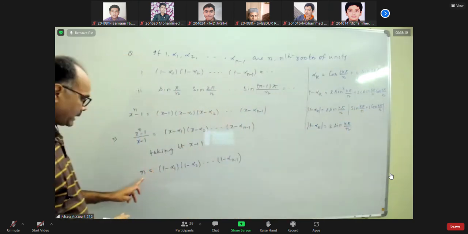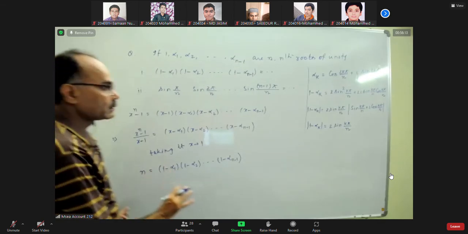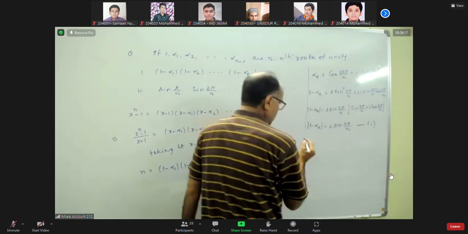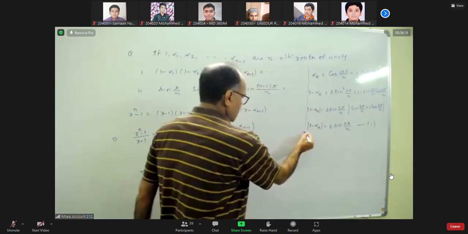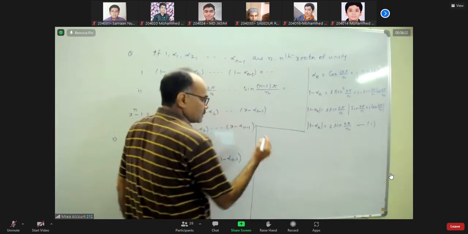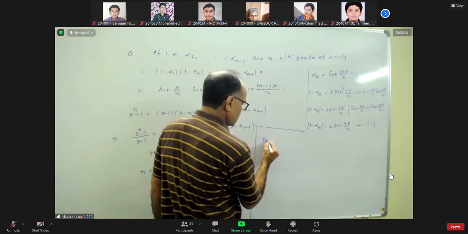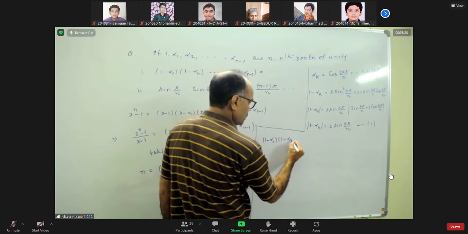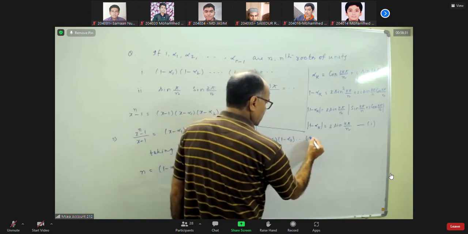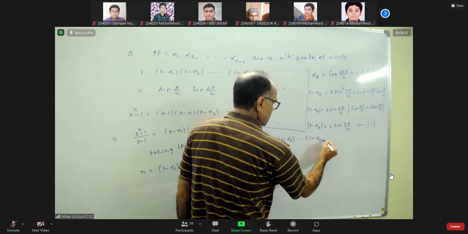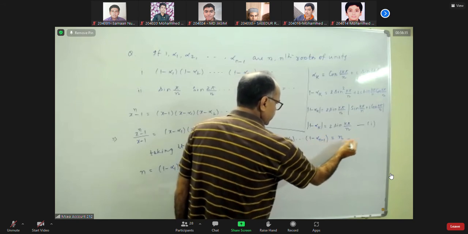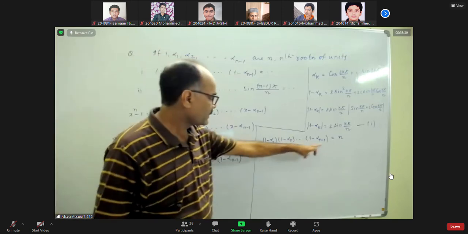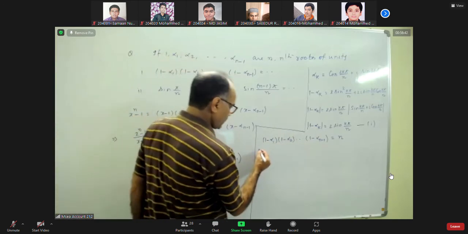Now, we are taking mode. This is 1. We have the identity: 1 minus alpha 1 into 1 minus alpha 2 to 1 minus alpha n minus 1 equals n. Here in the identity all are constants. Taking modulus both sides.